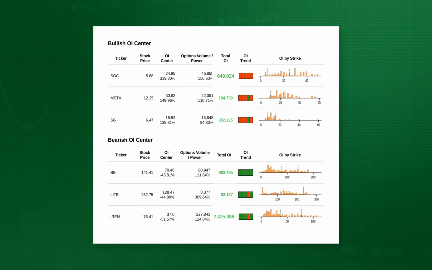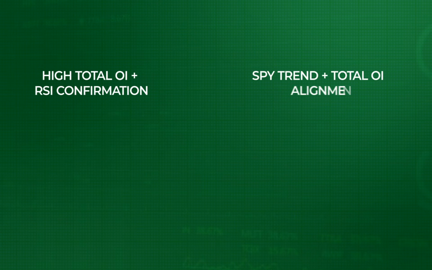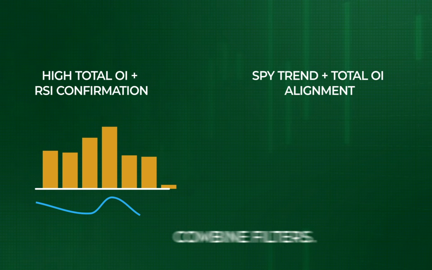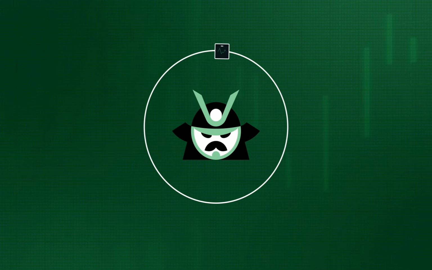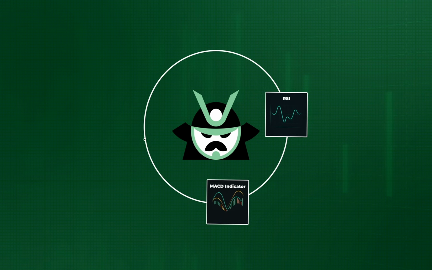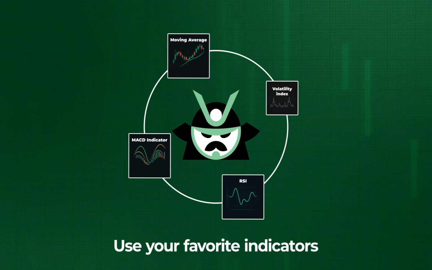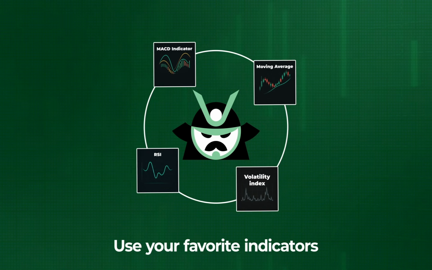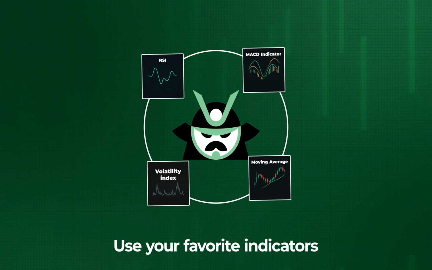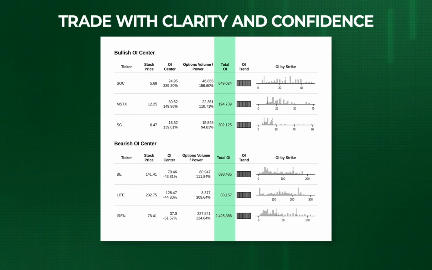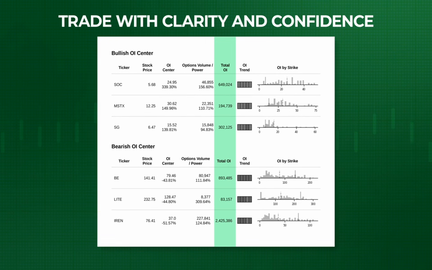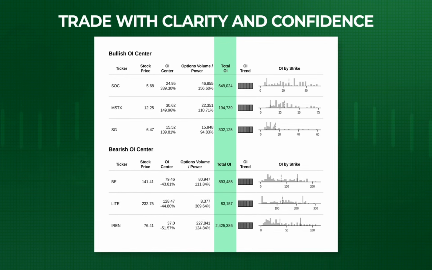Of course, there's no single perfect version. Also, you can easily combine filters to come up with your own strategy. For example, you could choose to only take trades where total open interest is high and RSI confirms the setup. Or you can use your own favorite indicator when trading. The bottom line is that the open interest report gives you an edge, and you can adapt these filters to your own style, time frame, and strategy. Think of the open interest report as a core signal, and these filters as tools to fine-tune it, so you can trade with clarity and confidence.